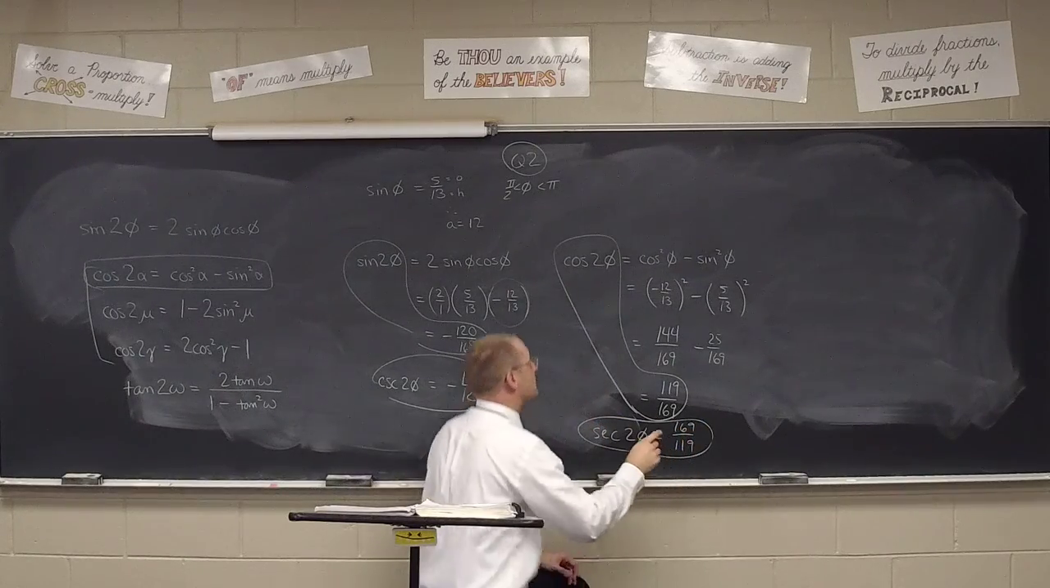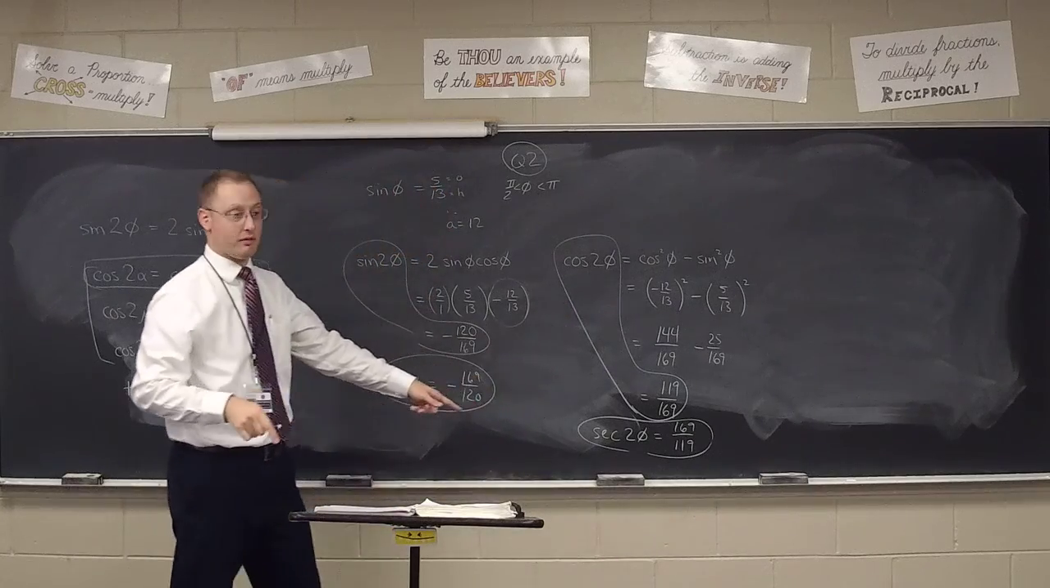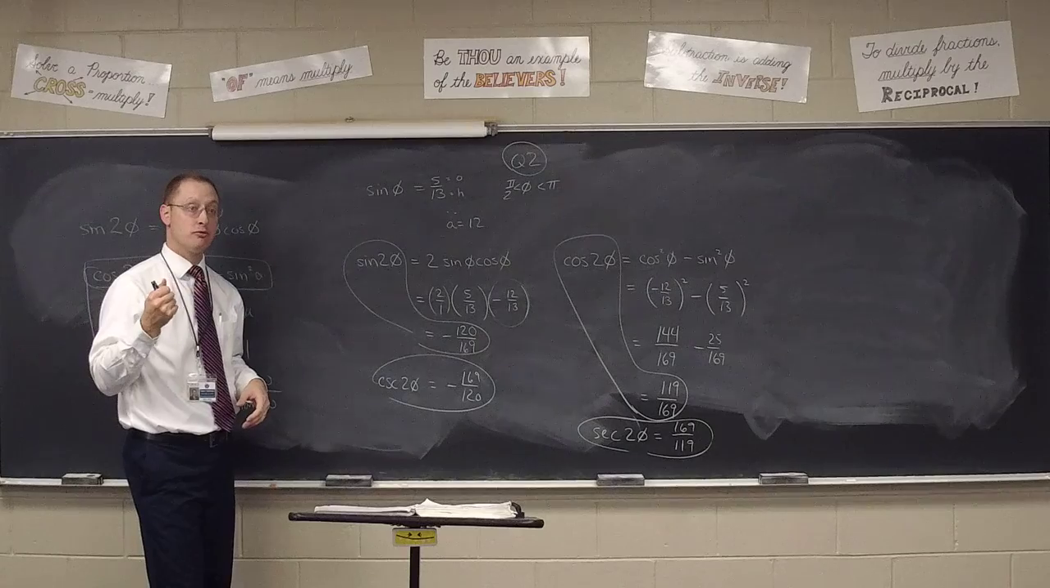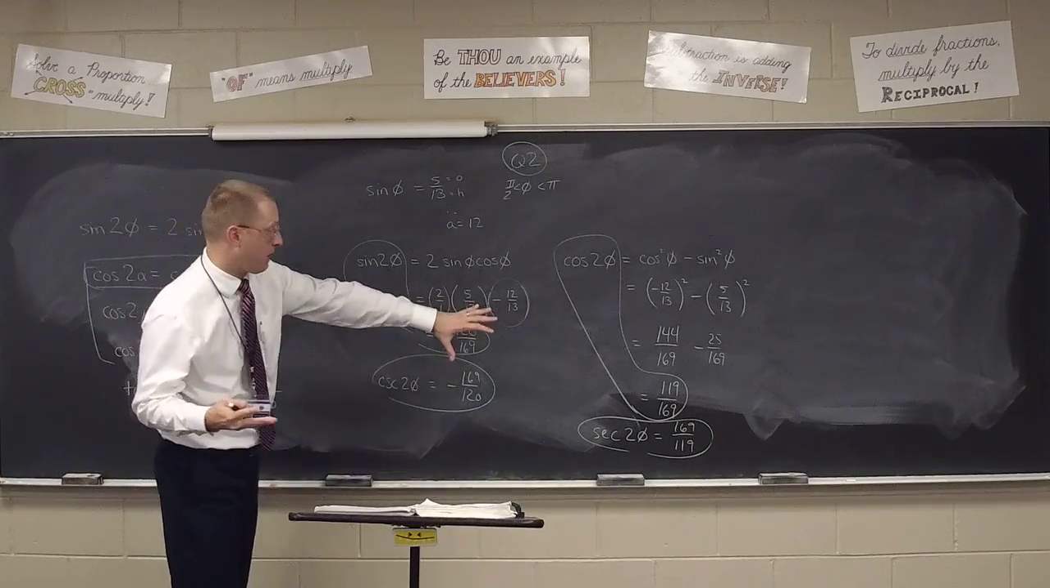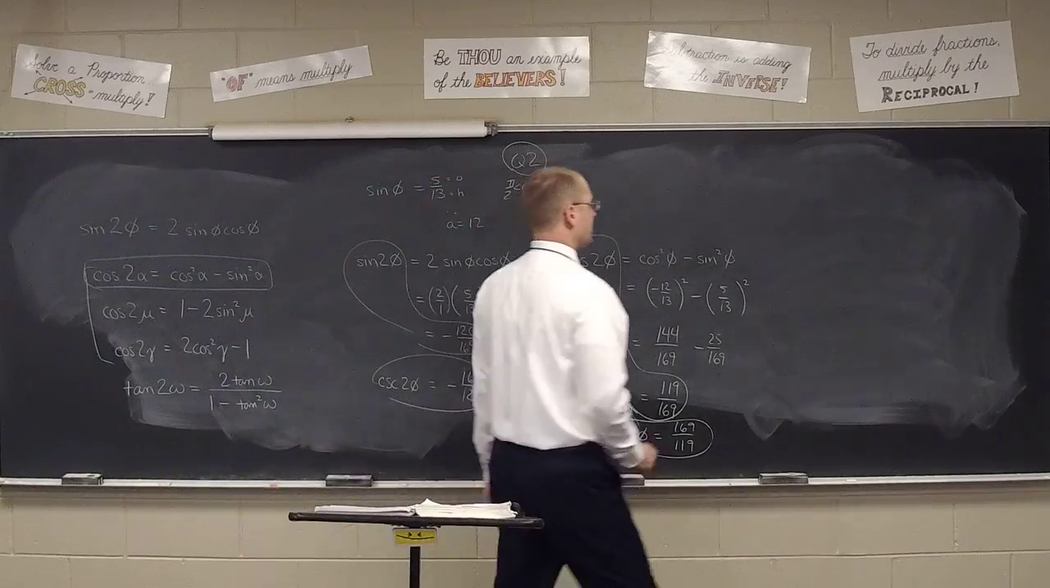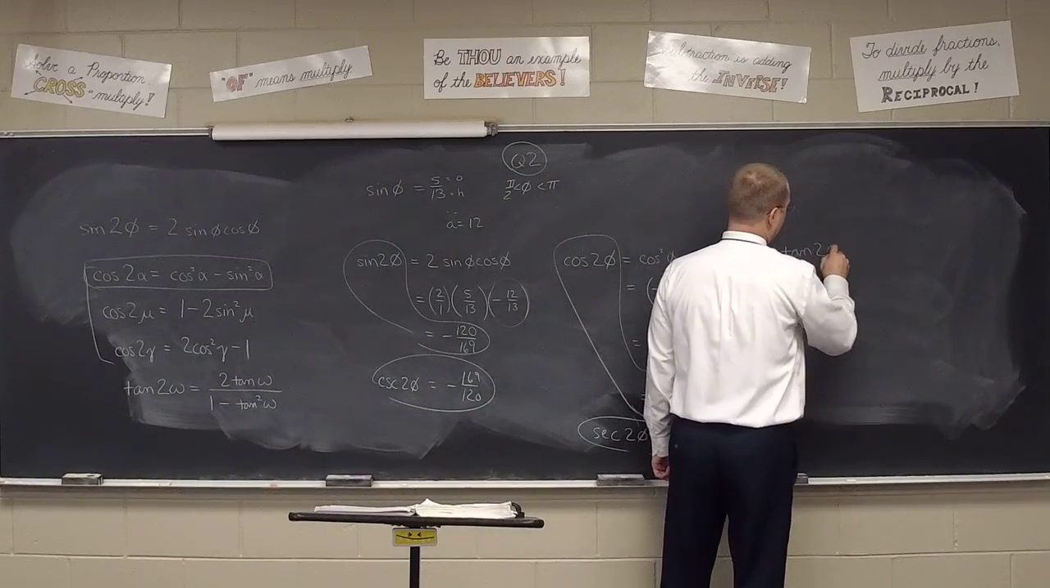And by the way, notice cosine and secant came out positive. Apparently the doubled angle winds up in quadrant 4, because cosine comes out positive while sine remains negative, and so does cosecant. All right, the last thing we need to find is the tangent of 2 phi.